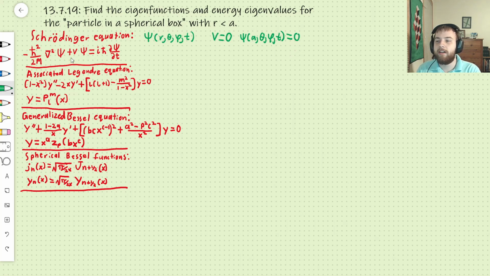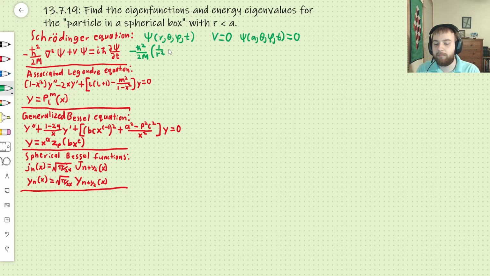Okay, so since we know we're working with spherical coordinates, I'm going to go ahead and expand the Laplacian in spherical coordinates. I'm also going to substitute V equals 0, but this part of the givens we're not going to be able to use for quite a bit. So let's go ahead and do that. We're keeping the multiple out in front. This is the reduced Planck's constant. The capital M is the mass of the particle.